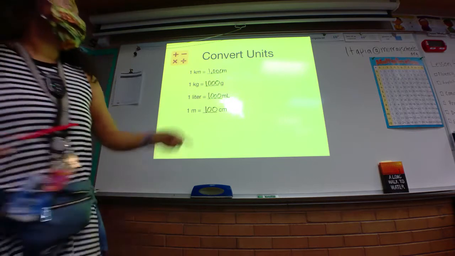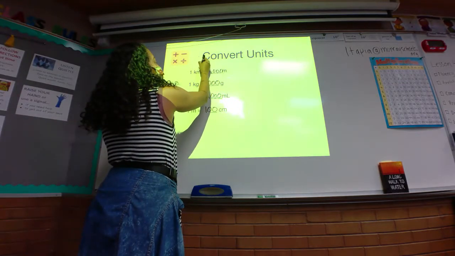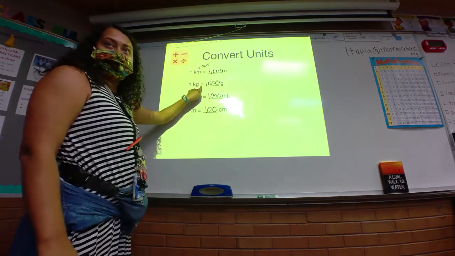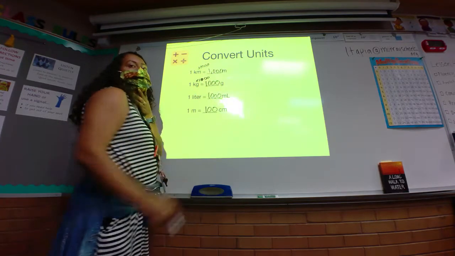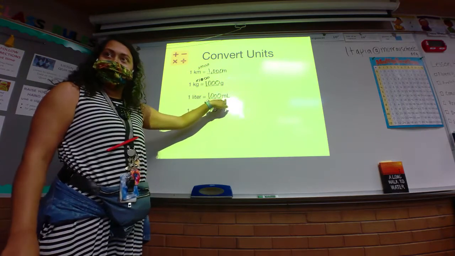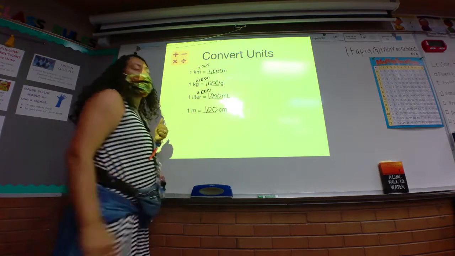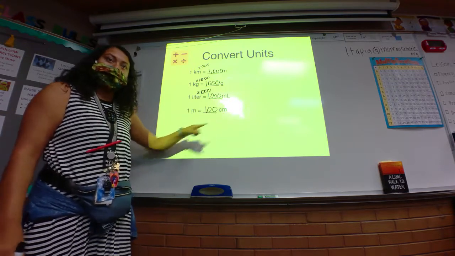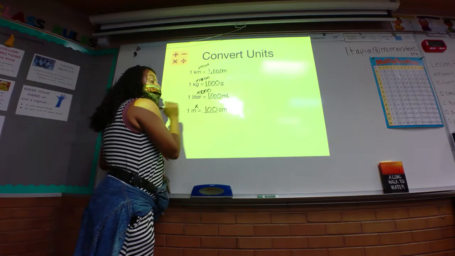Okay, so let's think about if you had 1 kilometer and you wanted to change it to meters, you would have to multiply it by 1,000. If you have kilograms and you need to change it to grams, you're going to multiply it by 1,000. If you have liters and you need to change it to milliliters, you need to multiply it by 1,000. If you have meters and you need to convert it to centimeters, you need to multiply it by what? 100.